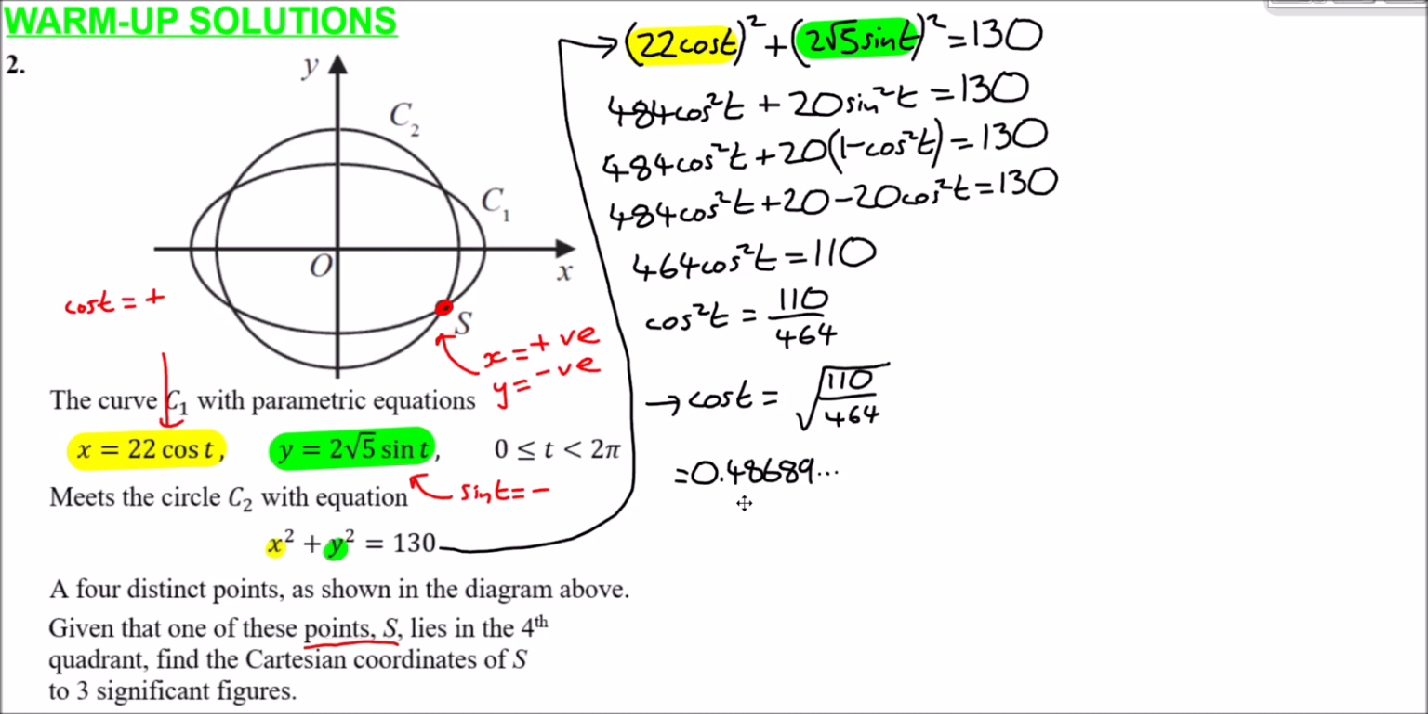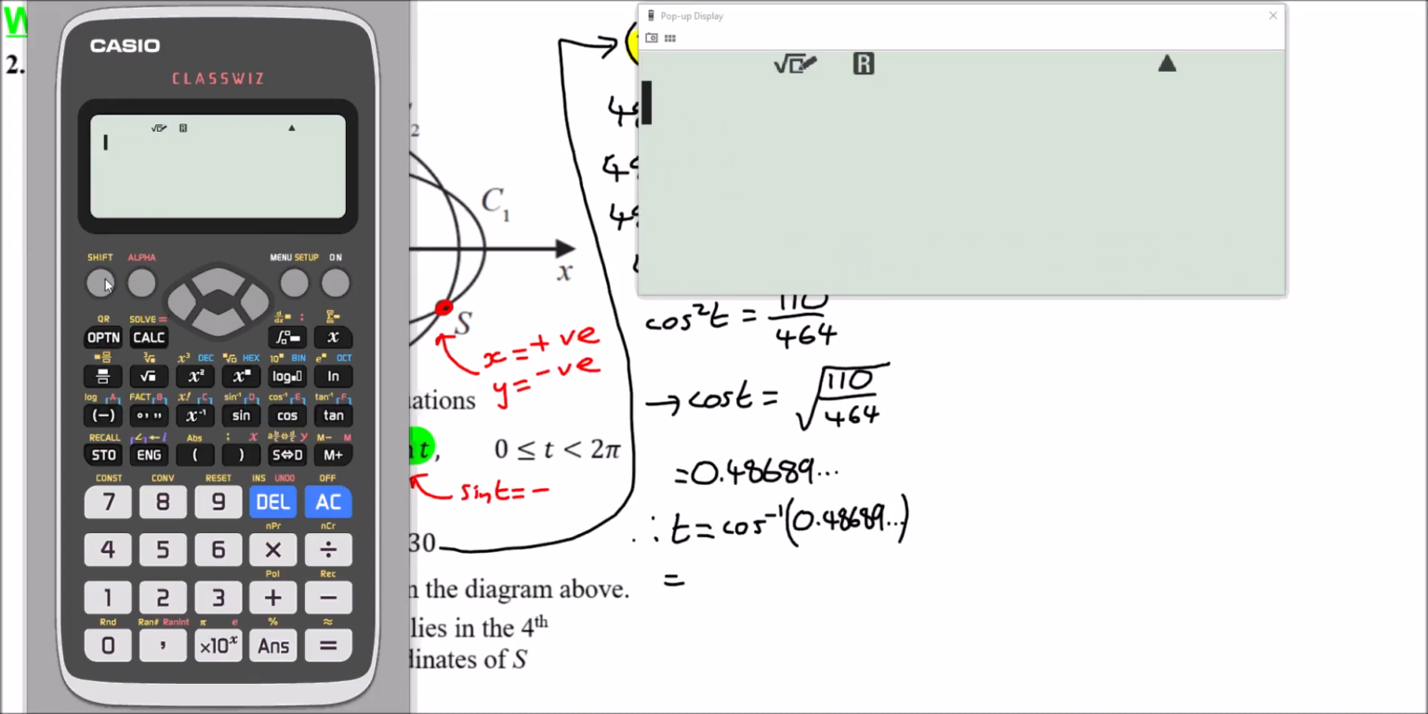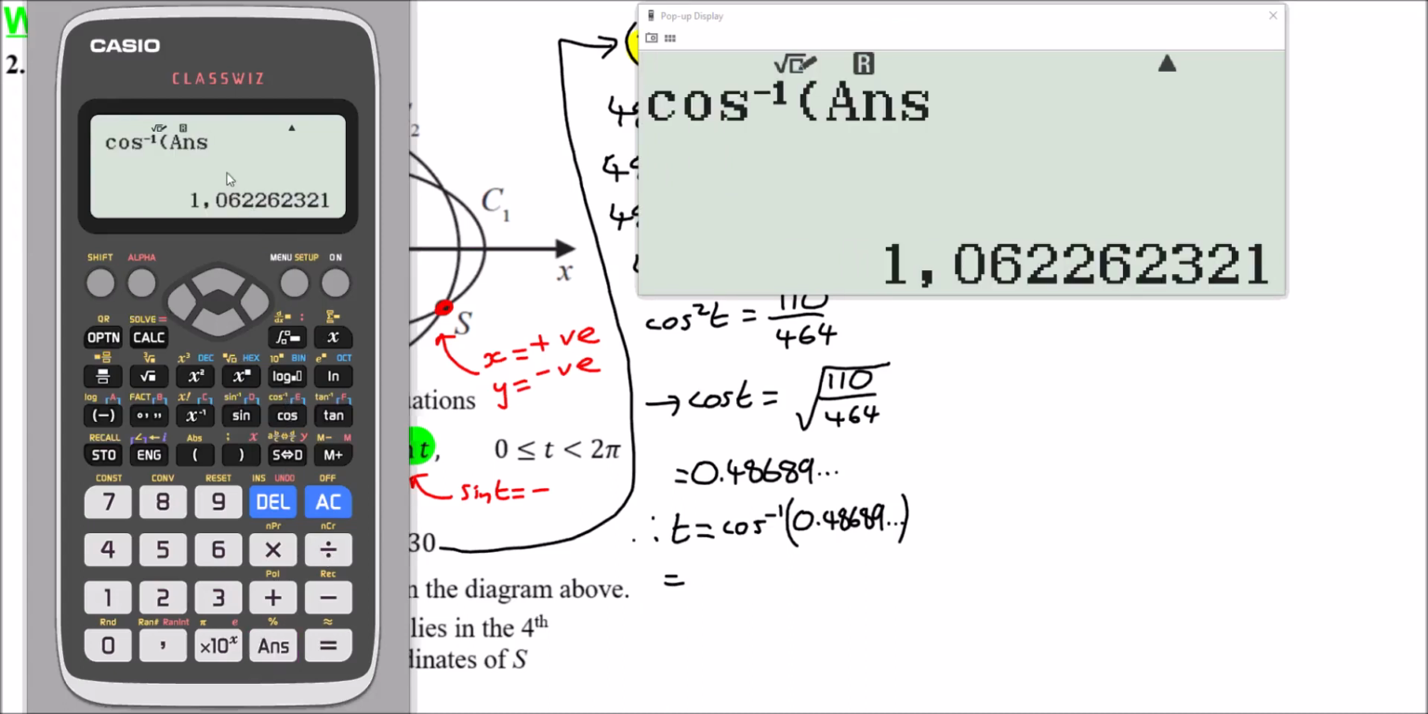So to work out what t is, I can now do arc cos. So therefore t, essentially it's cos minus 1 or arc cos, whichever you want to think of it as. So cos minus 1 of 0.48689, etc. So if we try this on our calculator, we've got this answer there for cos, so cos minus 1 of that. Make sure you're in radians, which of course we are. 1.06226, and so on.